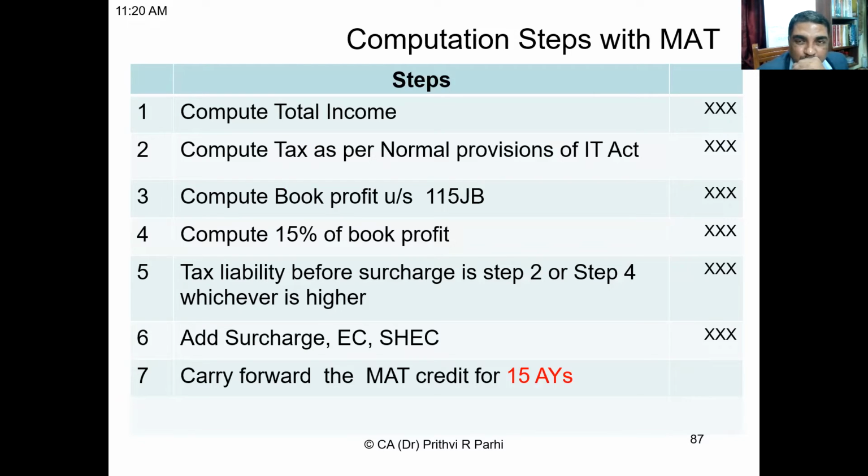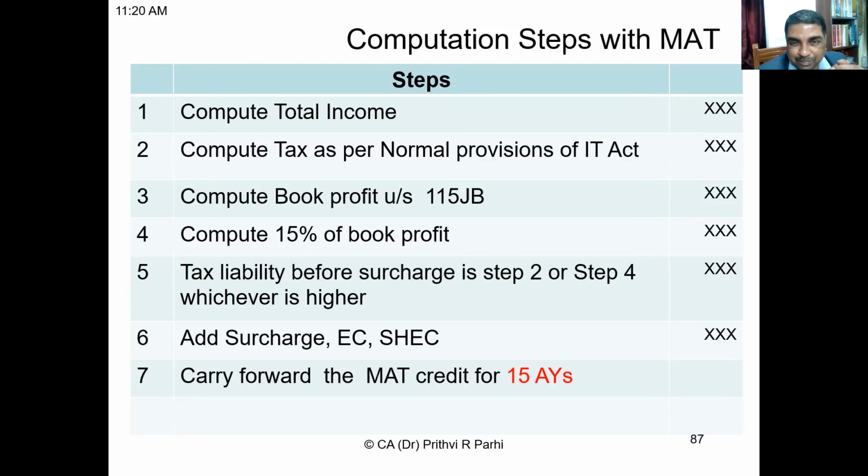Point 1. Compute total income. First, you need to find out what is your total income. Then? Compute tax as per normal provisions of the IT Act. That means you have to compute either at 25% or 30% if it is a domestic company, or for a foreign company also, 45%, 50%, as per the normal provisions of income tax. So step 1, step 2, you have understood.